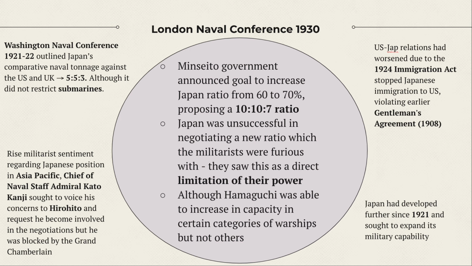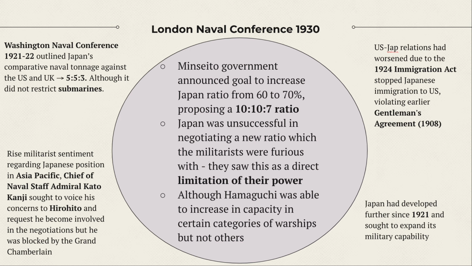We then see as well, during the same period, a rise in militarist sentiment. We're going to see the Chief of Naval Staff, Admiral Kato Kanji, sought to voice concerns to Hirohito during the period. He became involved in negotiations, but he was blocked by the Grand Chamberlain.